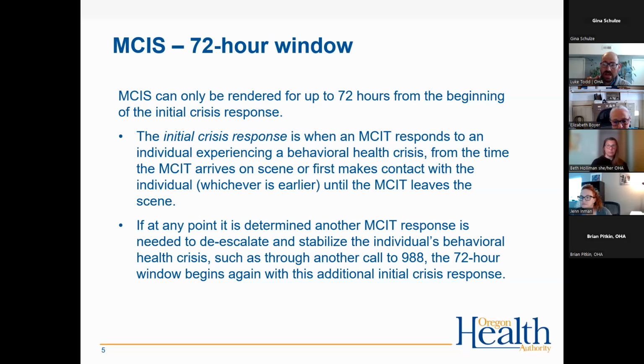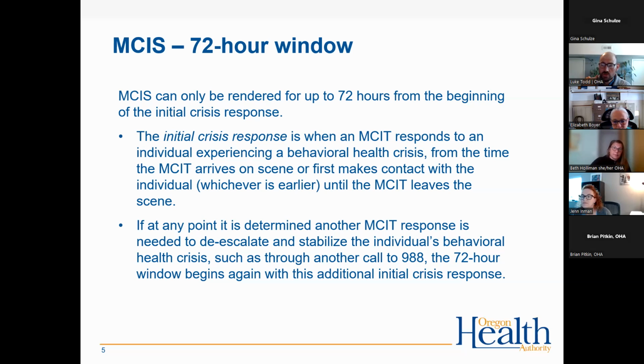So the answer is yes. The entire time spent on scene, engaging with family members, law enforcement, and others present at the scene, is billable to the extent the individual is engaged, services are appropriate, and everything's documented.